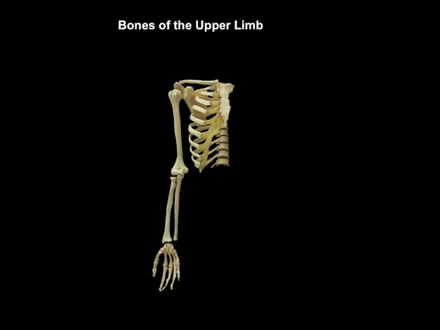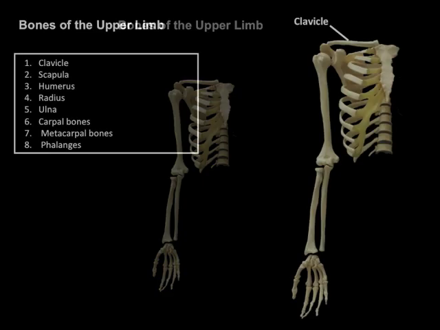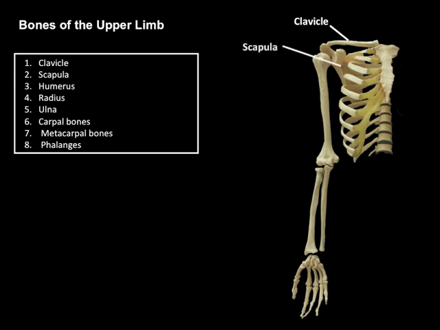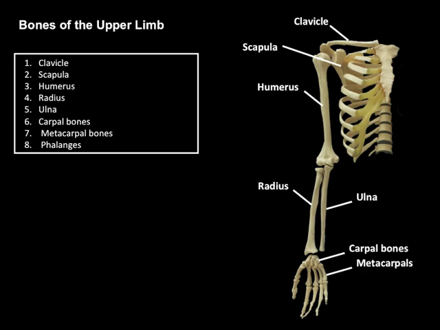In general, bones serve as attachment points for the muscles of the upper limbs. Since muscles that move the upper limbs also attach to the clavicle, sternum, and vertebrae, by definition, these bones are discussed when studying the upper limb. Let's begin by first identifying the bones of the upper limbs. The clavicle, the scapula, the humerus, the radius, the ulna, the carpal bones, the metacarpal bones, and finally the phalanges.